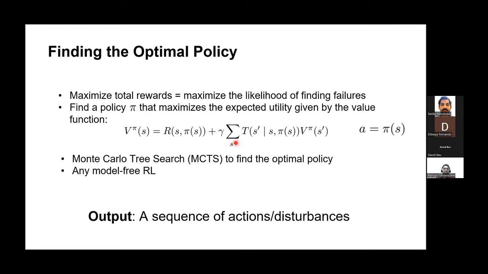In this case, I'm not going to go into detail about how to solve all this, but just to simply say, we use a variant of Monte Carlo tree search to find the optimum policy. You could use any model trial technique. So basically, what we get out of this algorithm is a sequence of actions, or disturbances.